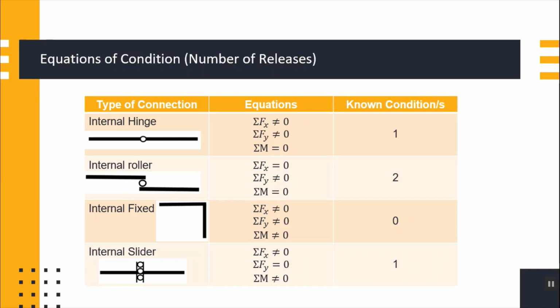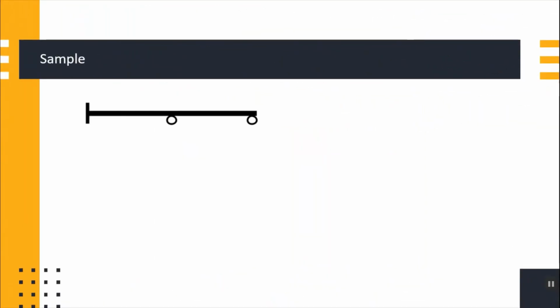Sa internal fix, kahit saan mo yan ikat, wala kang makikitang releases. And the last one is the internal slider, which is magkakaroon ka ng summation of forces along the vertical axis, which will give you 1 number of release. So, let's go to an example. Sample problem number 1. Ang mga examples ko lang is for beams. So, sa mga susunod is i-lecture ko na lang siya through Google Meet.